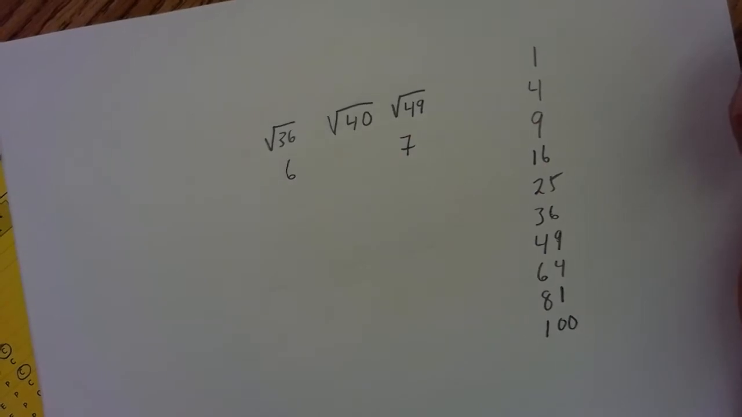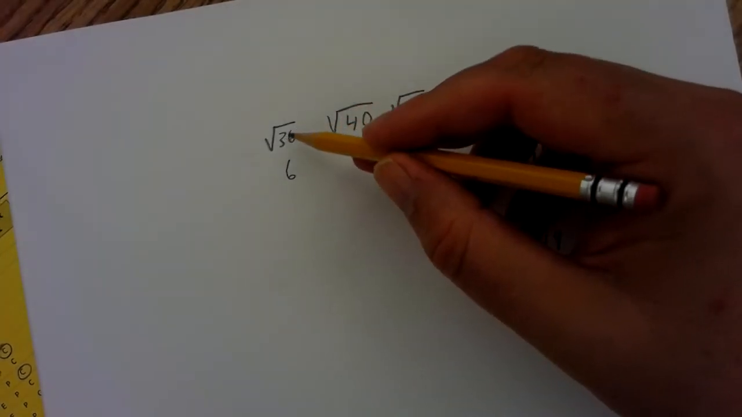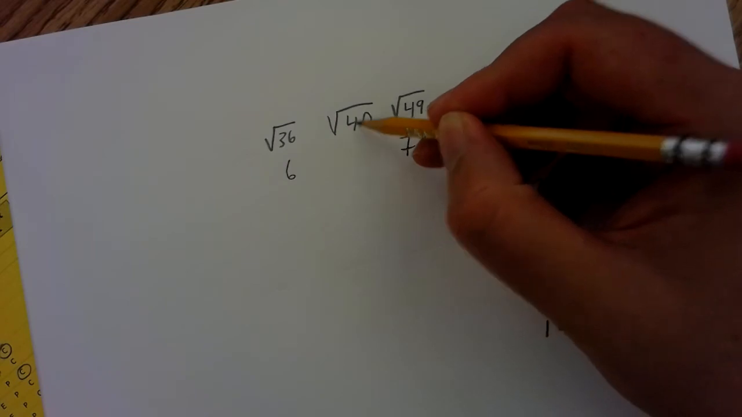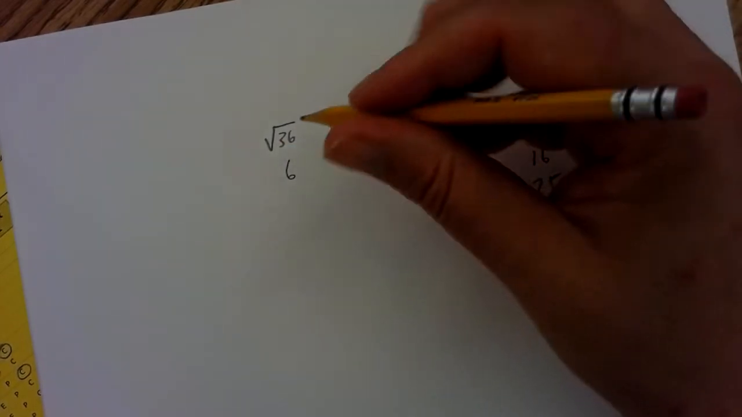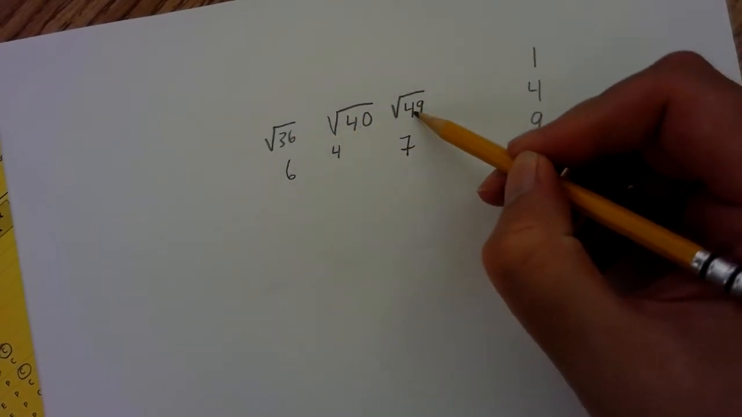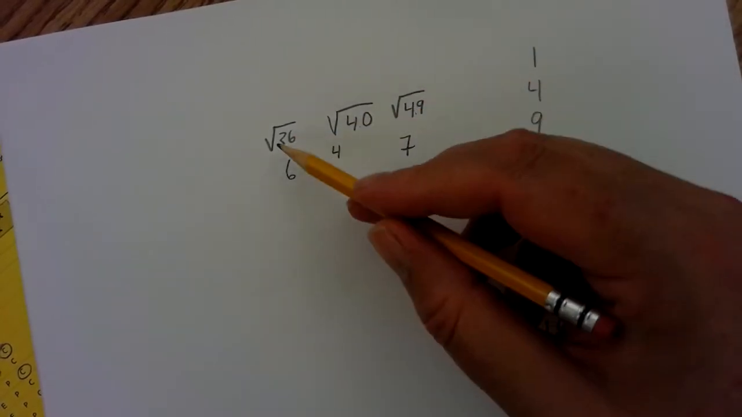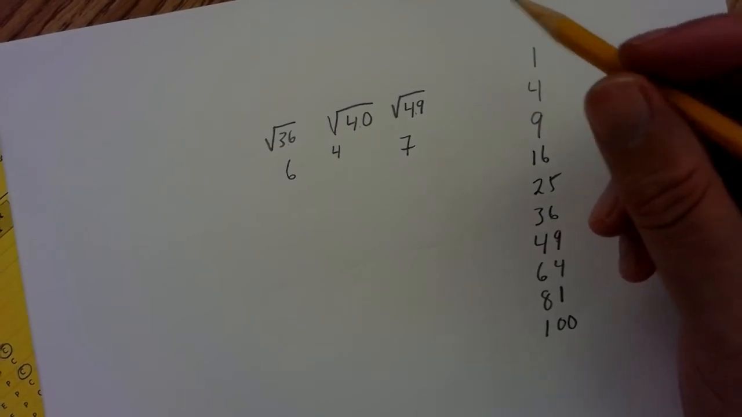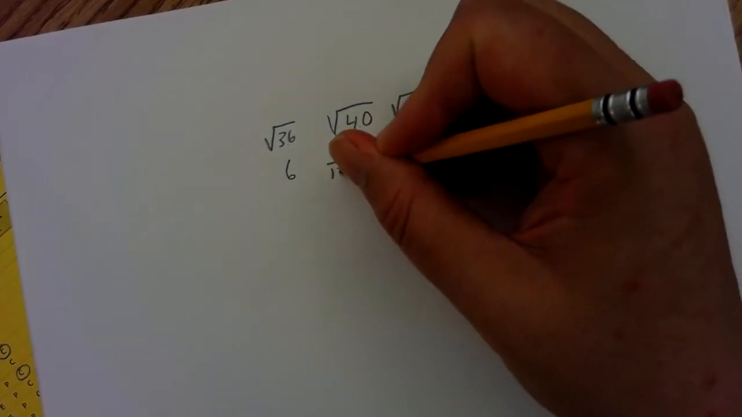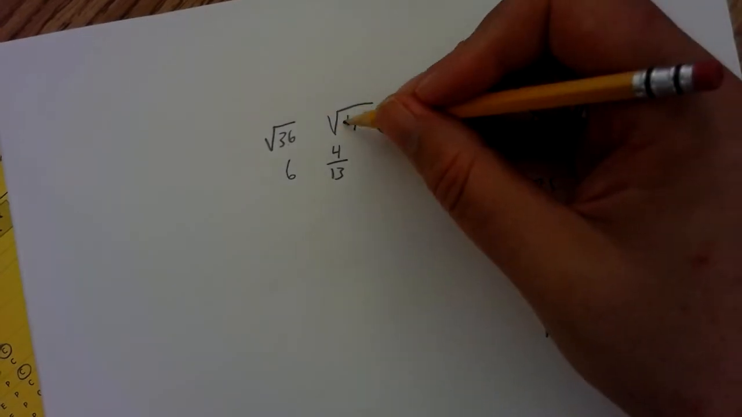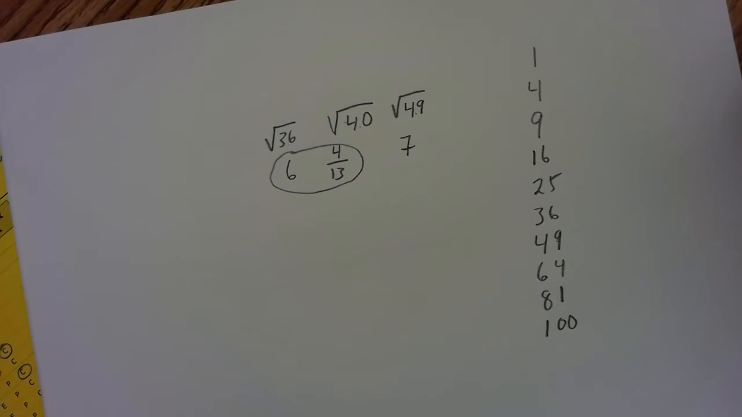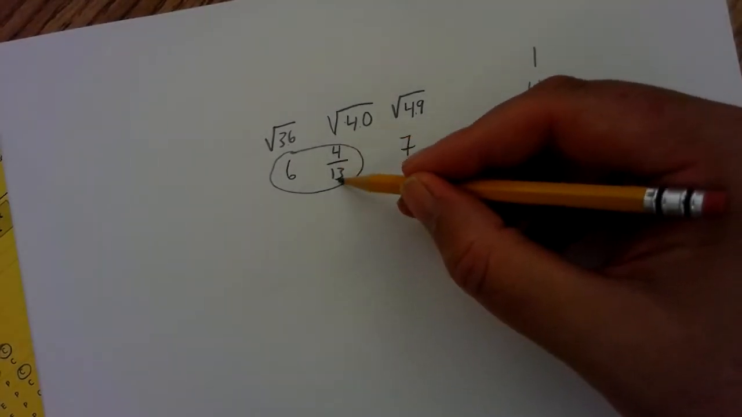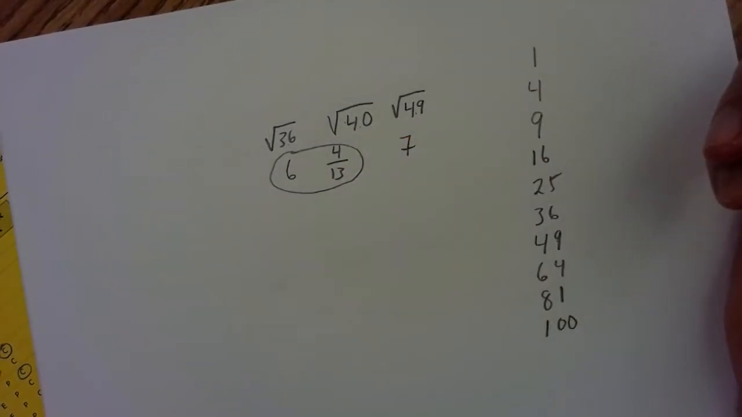Now we need to do a little bit of subtraction. How far away from 36 is 40? Well, 40 take away 36 is 4. And now, how far away is 36 from 49? Well, 49 take away 36 leaves us with 13. So we can estimate that the square root of 40 is 6 and 4/13. And we can change 4/13 into a decimal if that is what our question is asking.